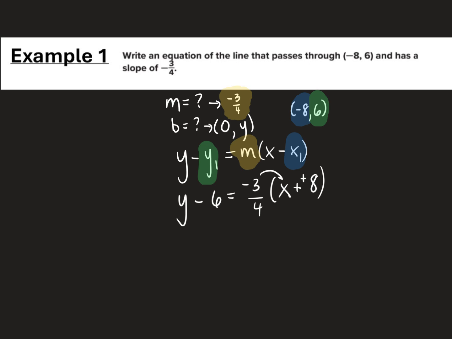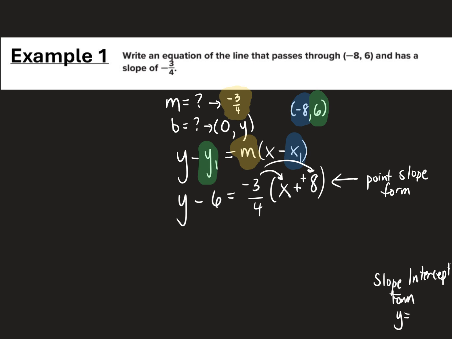Now I'm going to distribute my -3/4. This would be considered point-slope form. Sometimes the textbook will ask you to just write the equation in point-slope form, and that would be your answer, but we are going to write this answer in slope-intercept form. So I will not be finished until I have my equation written in y equals mx plus b form.